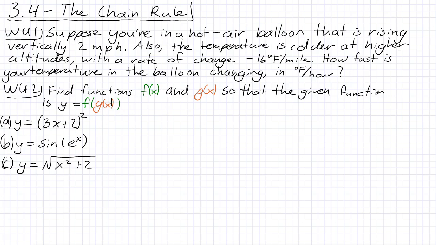So with A, the way to do that would be to say there's an inner function here, which is the 3x plus 2, and that is being plugged into an outer function, which is the squaring something. So for this example, I would say f of x is x squared, but then instead of actually having x there in this function, we have g of x, which is 3x plus 2. So that way when you do this function composition, f of g of x, the result is this function y we have here. So that's the goal with these other two problems.